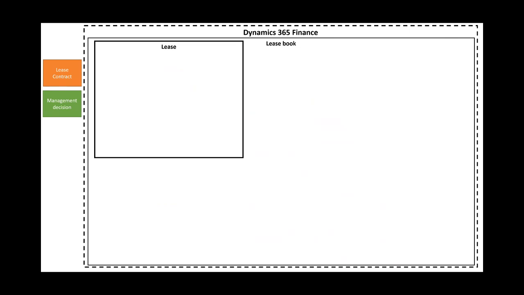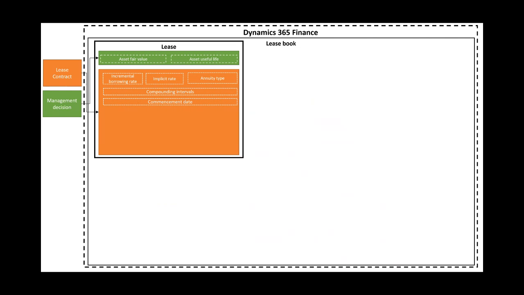I will double click and look at the components of the asset lease. So we have the lease book, and this is where all transactions on the lease are posted. Each lease could have more than one book, and there's no limit for the number of books that could be associated to the lease. And in this book, we have the lease information coming from the lease contract or management decisions related to the asset useful life, the asset fair value.